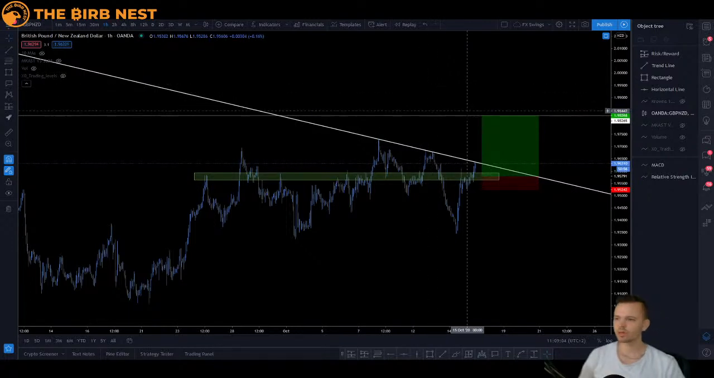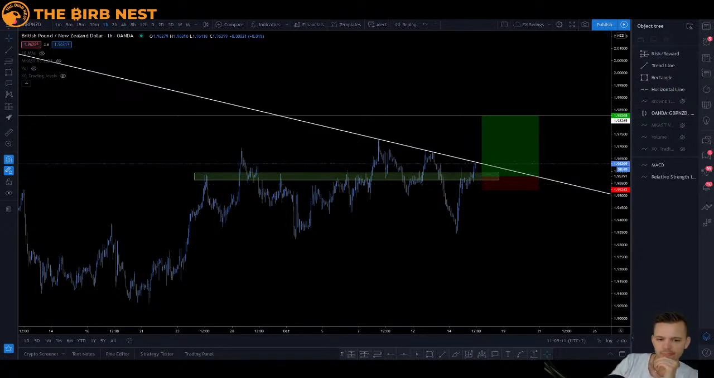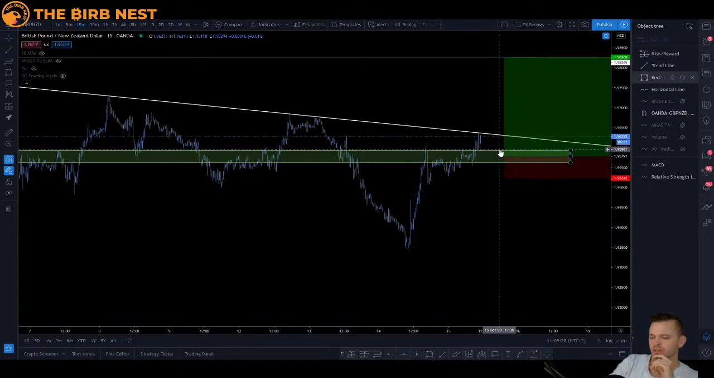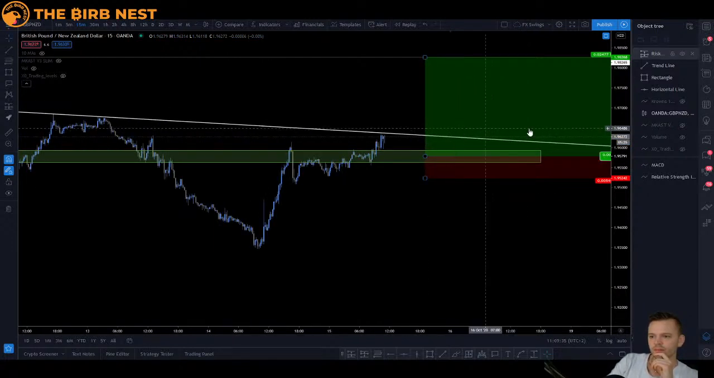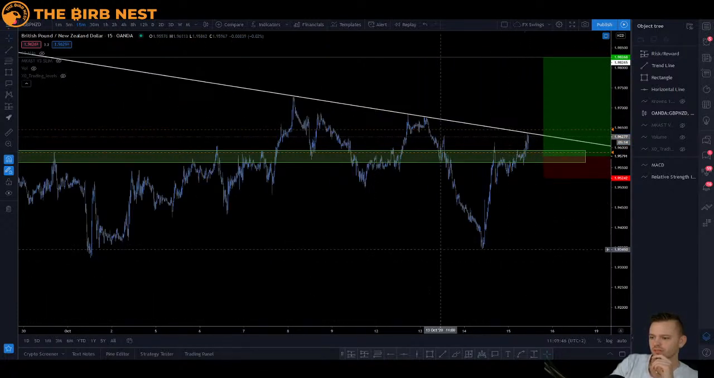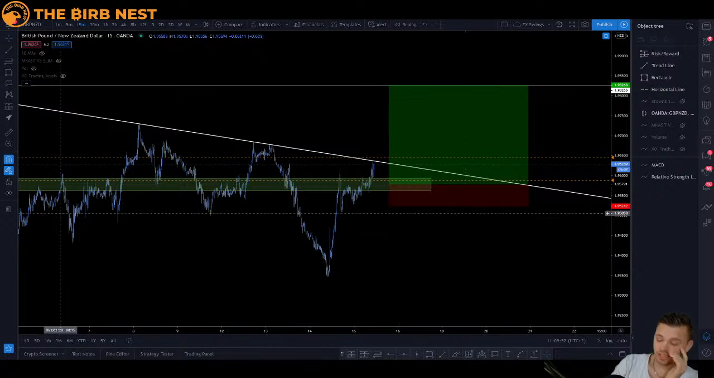This I like. All right, so now the question becomes, do you wait for the break of this trend line and then long the retest? I think that would make more sense, to be honest. Or do you wait for a confirmed bounce inside this green box right here? Yeah, I'm gonna put an alert right here, and an alert down here, because this looks like a trade I could take today. Yeah, so that's my thought on GBP USD, GBP New Zealand dollar.